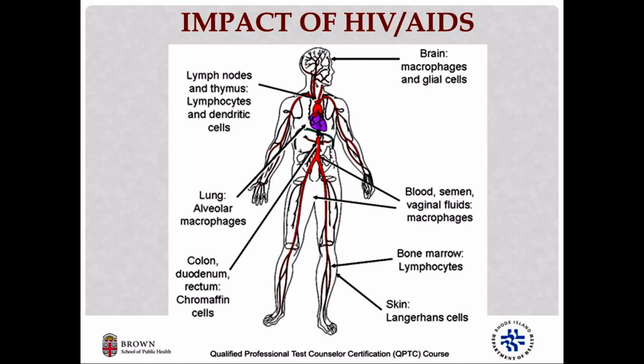Another important aspect of HIV is that it really tends to affect all tissues and organs of the body, from the brain to the colon to the lung, etc. HIV can really cause a whole range of symptoms and manifestations across the entire body systems.